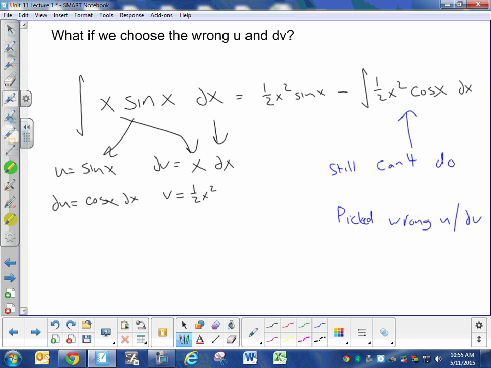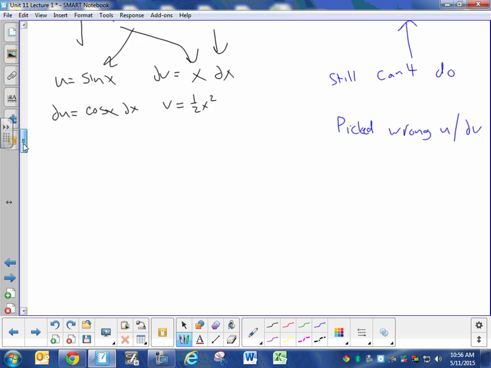This is still a correct rewritten antiderivative. This is correct. However, I still have an integral in it, so I'm not technically giving the correct antiderivative. Okay? So picking the correct u and dv is important. If you pick the wrong one, you'll get this that you can't figure out.